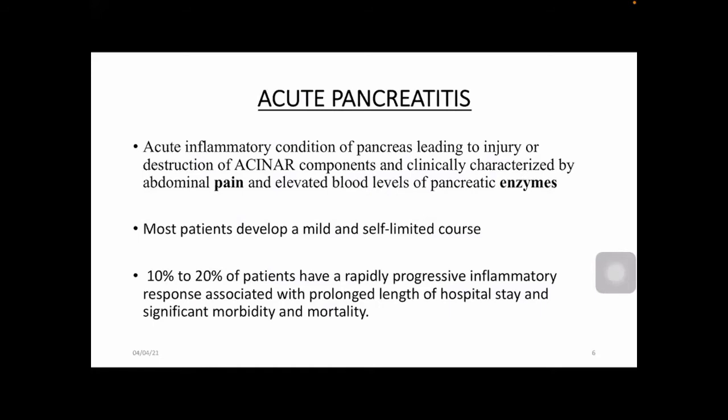So what is acute pancreatitis? You all know acute pancreatitis is basically an injury to the pancreas and results in destruction of the acinar components. And how is it clinically characterized? It is characterized by typically abdominal pain, which is basically an epigastric pain radiating to the back, which you all know very well, and with elevated levels of pancreatic enzymes. What enzymes are elevated? You are very well aware of it. It's the amylase as well as lipase. So most patients develop a mild and self-limited course, but only 10 to 20% of patients have a rapidly progressive inflammatory response associated with a prolonged length of hospital stay and significant morbidity and mortality.